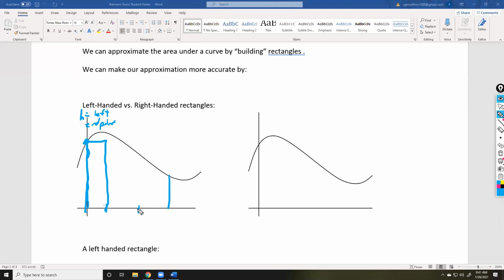For the second rectangle, we're going from this point to this point, from 1 to 2. And so when we're making that choice for which to use for our height, we're going to use the one on the left, which will create this rectangle. And finally, from 2 to 3, when we're making the choice between them, we choose the one on the left. And so we're going to go up to this height for the third rectangle.